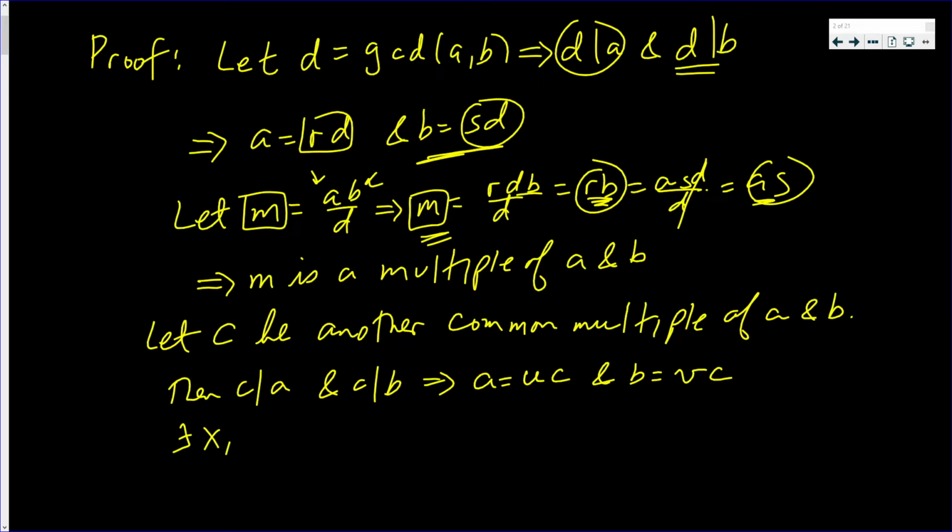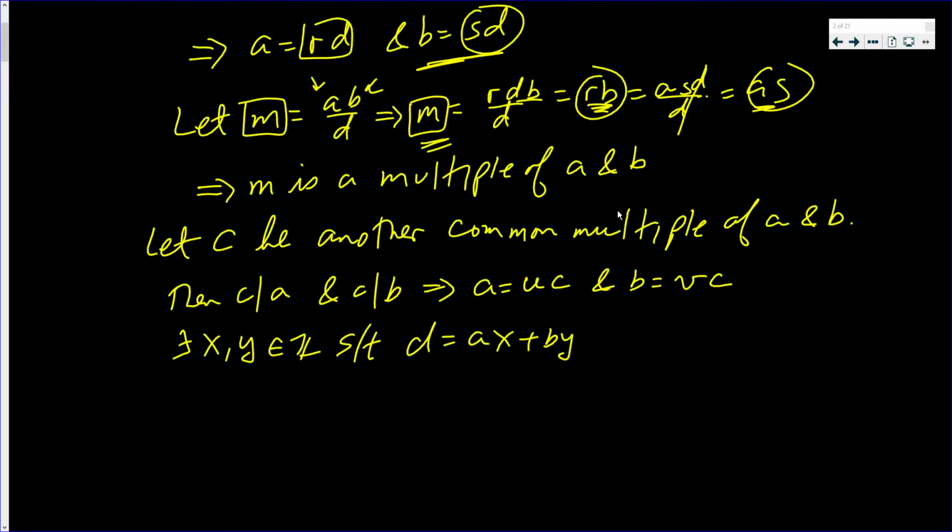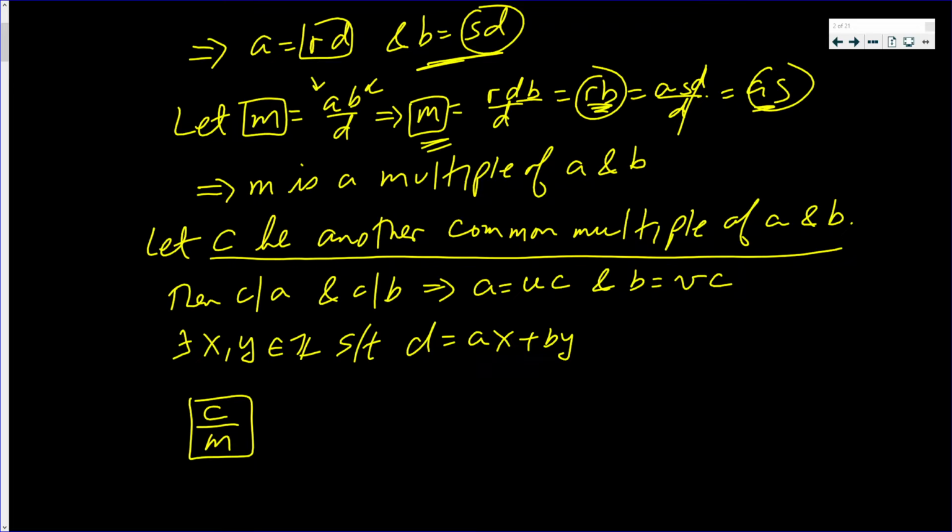There also exist, by Bezout's lemma, X and Y in the integers such that D, the GCD of A and B, is AX plus BY. Now, if M goes into C, that means M is less than or equal to C. And that would imply that any arbitrary common multiple of A and B is at least M. Just want to show that this is an integer. That would imply M is less than or equal to C, and we'd be done.